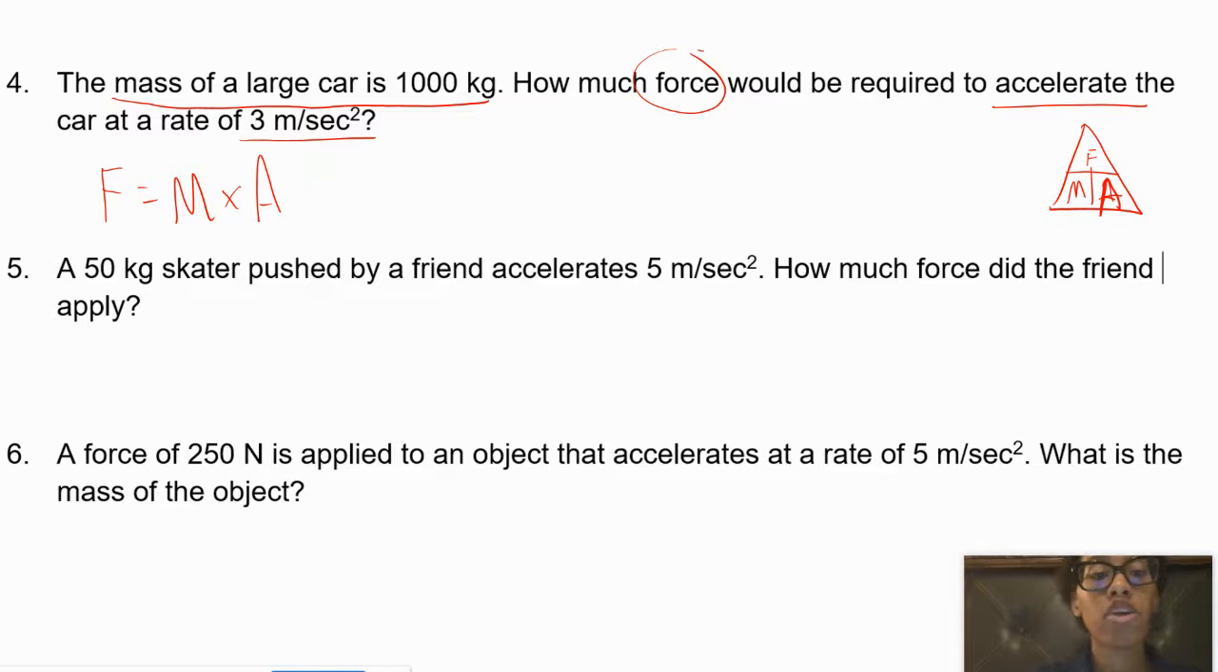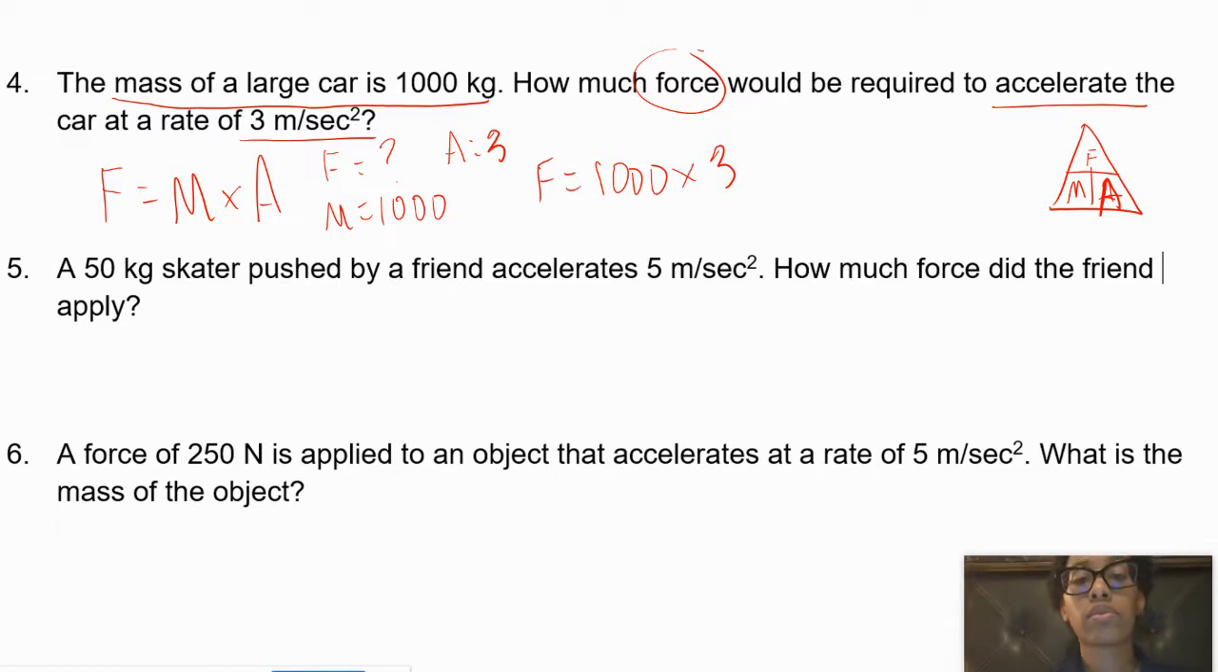Okay, my variables, force, I don't know what that is. The mass is 1,000. And then the acceleration is 3. Okay, so my formula is F equals 1,000 times 3. Okay, and 1,000 times 3 is simply 3,000. And I'm looking for force, so I know that that is in newtons.